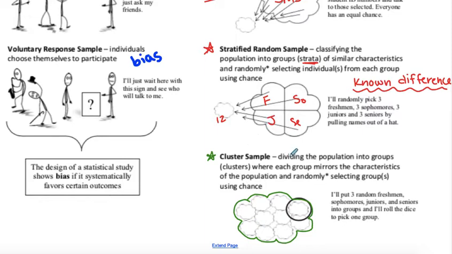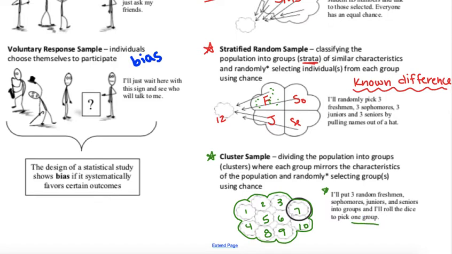What I can do here is divide them into those groups, and then randomly select groups using chance. Here I would number all the freshmen and choose 3. Here I'm going to number all the groups and randomly select one of them to be my sample. Because this is a mini population in itself, I should get a good representation. So I'll put 3 random freshmen, sophomores, juniors, and seniors into groups, and then I'll roll the dice to pick one.